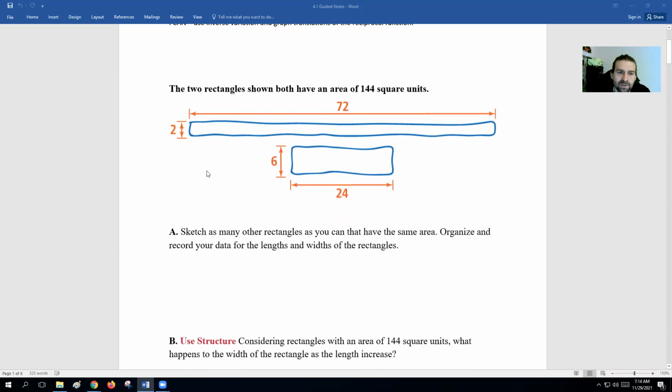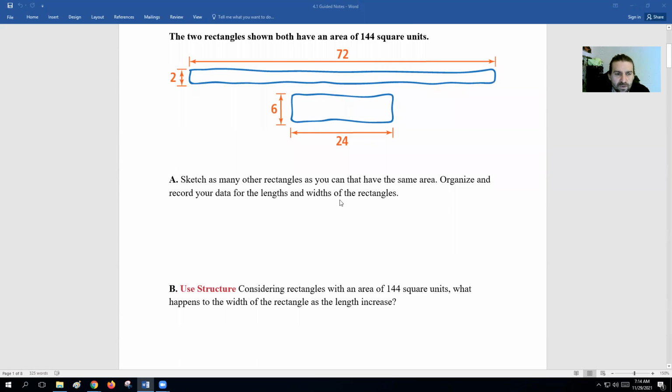We got two rectangles shown below. We got a 2x72 and a 6x24. Both of these have an area of 144 square units, and we can get that by just multiplying the length times the width. So, okay, 2 times 72 is 144, 6 times 24 is 144.